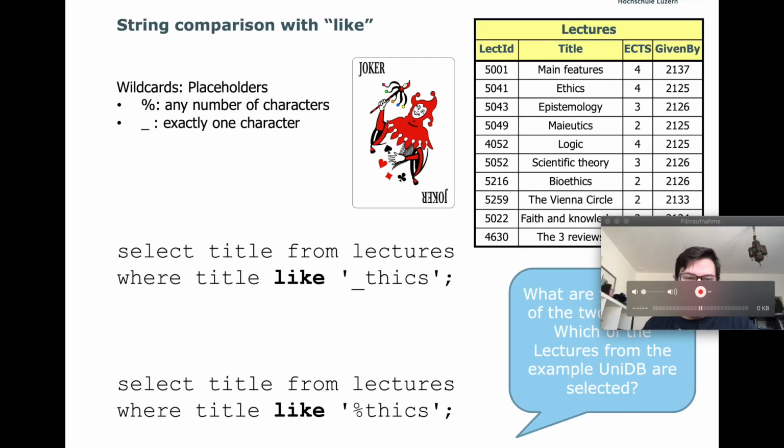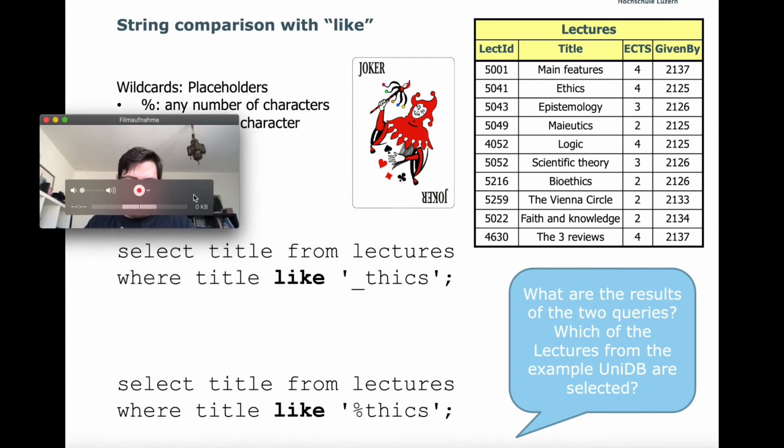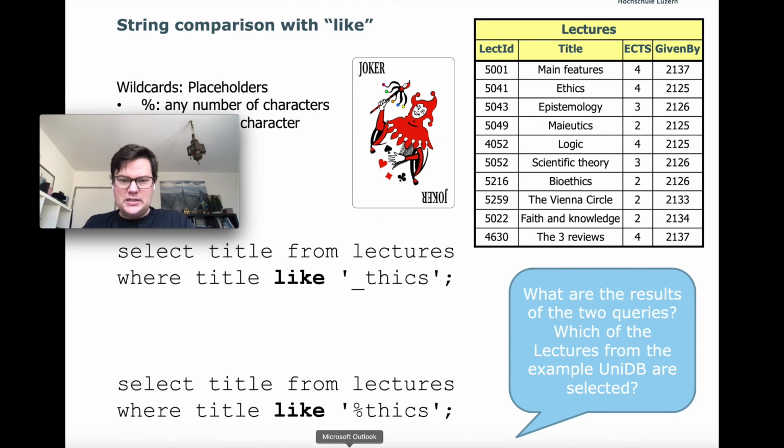So there are other essential SQL functions. There's string comparison with like. It's like a wildcard. It's a placeholder. For example, a percentage sign can replace any number of characters. An underscore sign can replace exactly one character. Now look at these two examples of SQL statements. What do you think? Which of the lectures from this example database are selected? And what's the difference between the first statement and the second one?